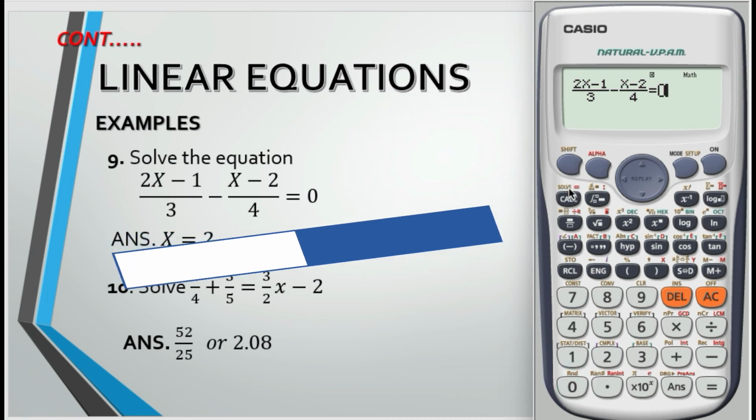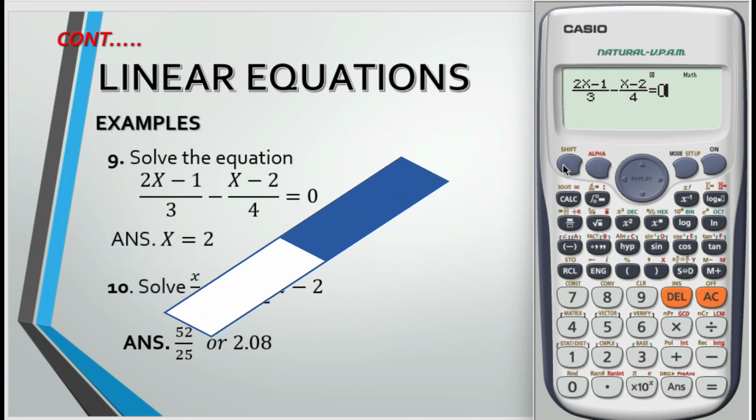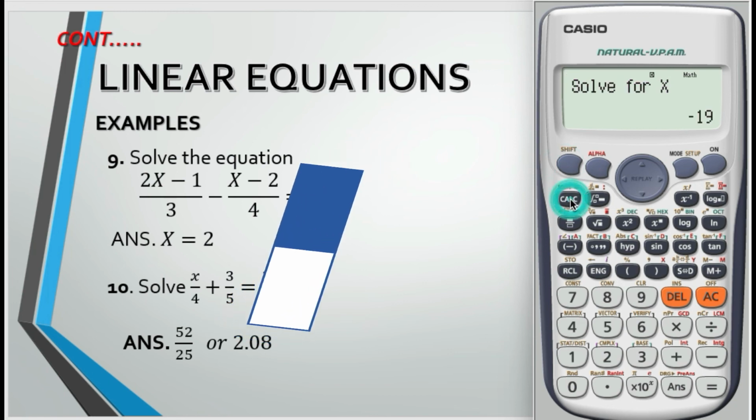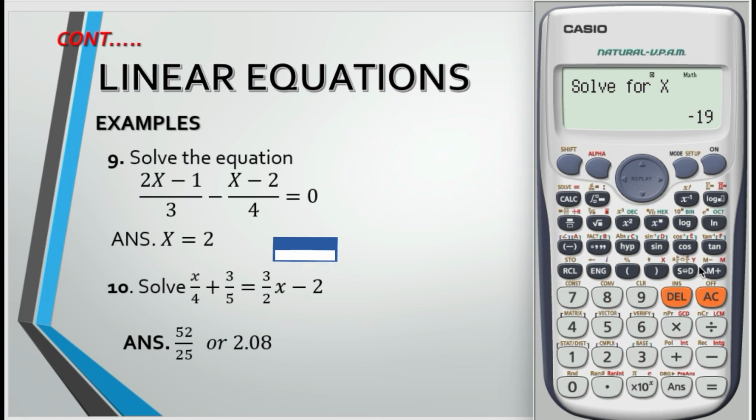Now shift and solve. Shift, solve. So I hit shift, solve. Remember, what is here is not your answer. You have to hit the equal sign before your result will come. So my result is negative 0.4.